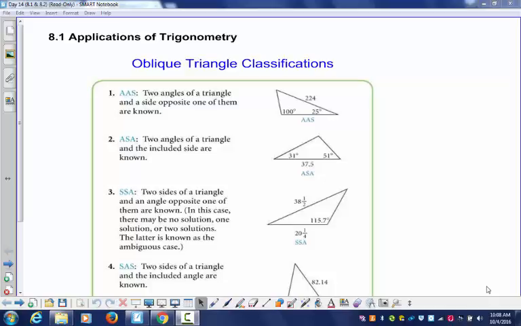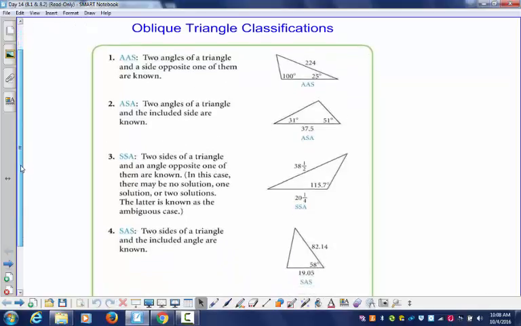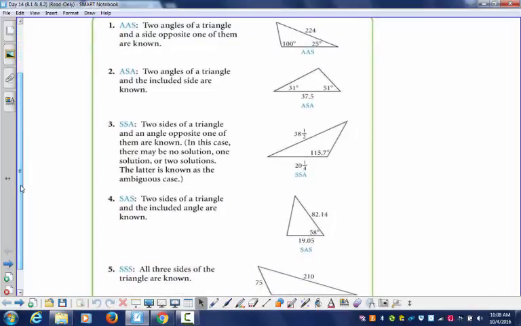One of the things that we learned with right triangles was that we needed three pieces of information in order to find the other three pieces. And the same is true with oblique triangles. We need three pieces of information. And we classify oblique triangles based on the information that we're given. So if we take a look at this chart here, we have all these classifications on the left.